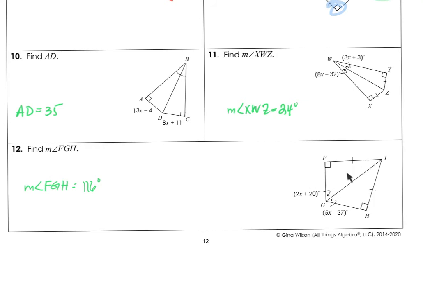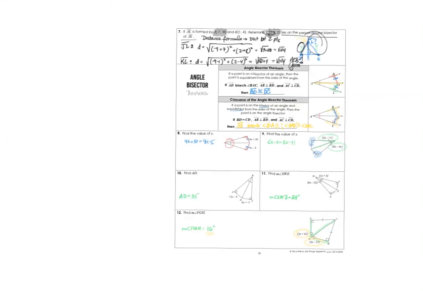And for number 12, you've got these segments are congruent, which means that GI must be an angle bisector for angle FGH. Therefore, since that is an angle bisector, 2x plus 20 has to be equal to 5x minus 37. And to find the measure of angle FGI, we can plug in our x of 19 to get 116. If you have any questions about these problems after my explanations, please don't hesitate to message me on Remind.